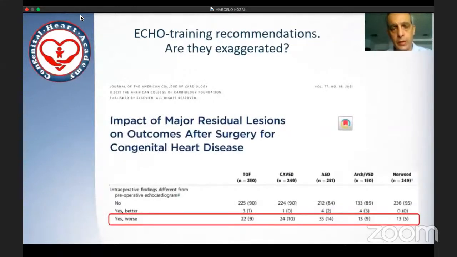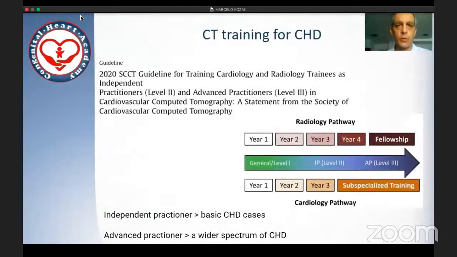So are these recommendations exaggerated? I don't think so. In this paper that was published this year in JACC, they assessed the impact of major residual lesions on outcomes after surgery for congenital heart disease. This was not the objective of the paper, but it was there, so I found it very interesting. The rate of different findings during surgery was around 10%, even in these centers. So training is very important.